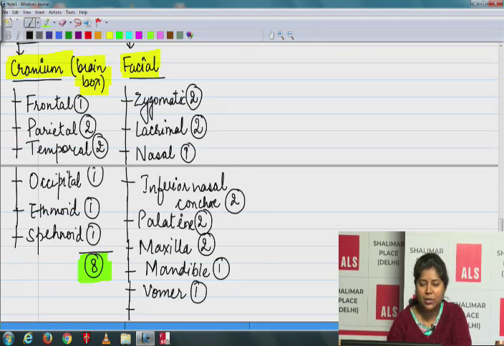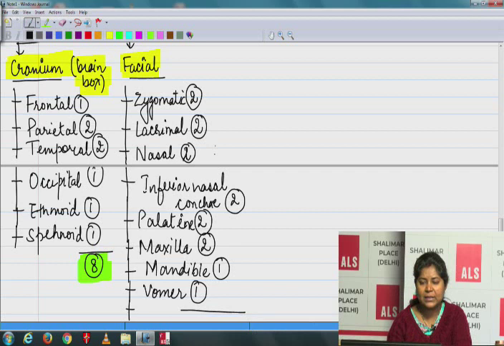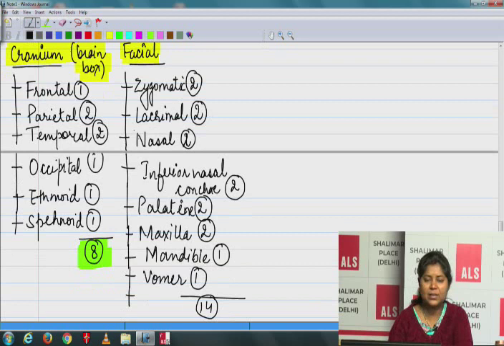These nasal bones are 2 in number because you have 2 nasal chambers. So this gives you a total of how many bones? Let's see. 2, 4, 6, 7, 8, 9, 10, 11, 12, 13 and 14. So in total, we have 14 bones that comprise our facial bones. 14 in our facial. So we have a total of 14 plus 8.